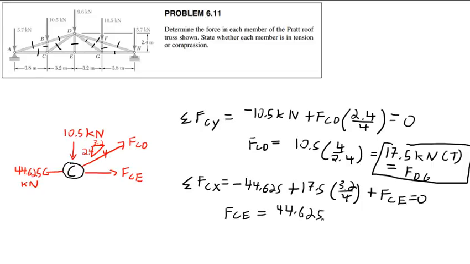Yes? I might be wrong, but why is that 44.625 negative? The question is, why is it negative? On joint C, it's pulling to the left. Okay. Minus 17.5 times 3.2 over 4, but good question. Never be afraid to ask a question.